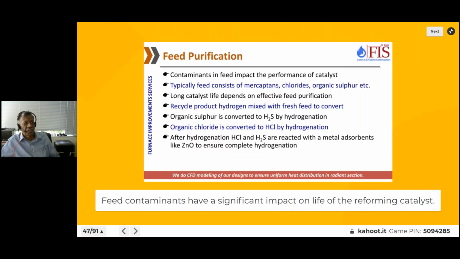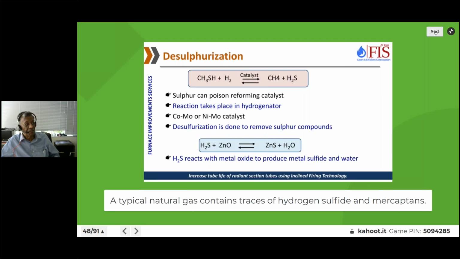Feed purification: we have to have the feed really, really purified. We are going to go down to 0.2 ppm on sulfur, 0.2 ppm on chlorine, heavy metals less than 0.1. So we have a zinc oxide bed, and we try to take that sulfur out from our natural gas or from naphtha.